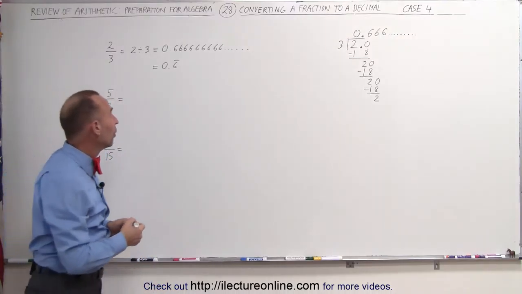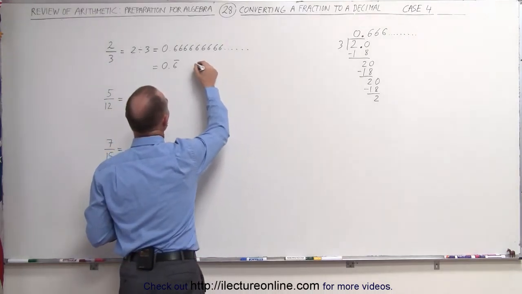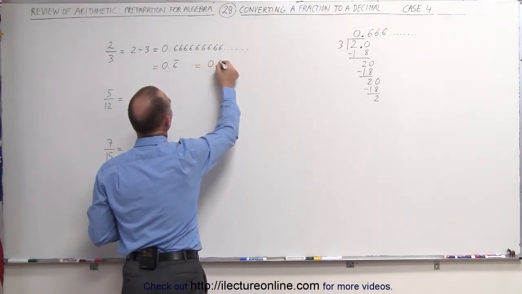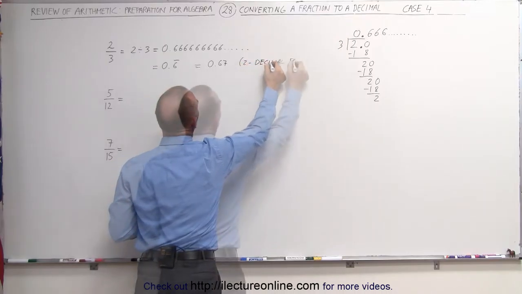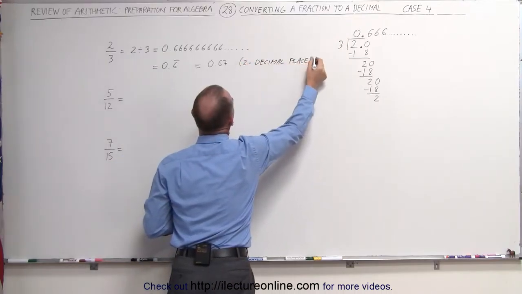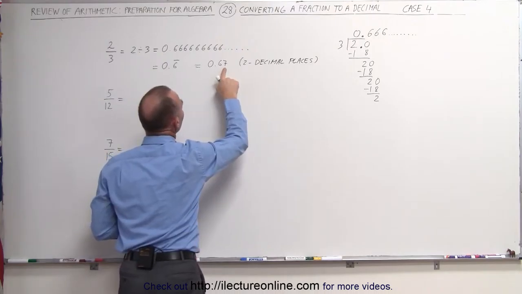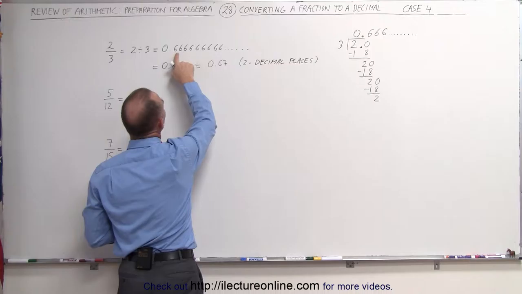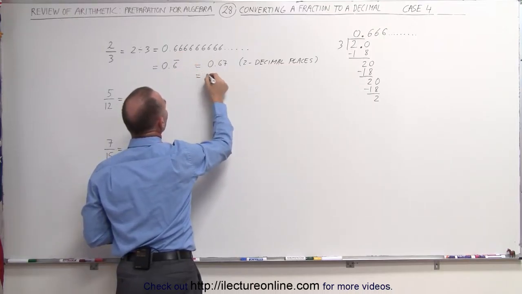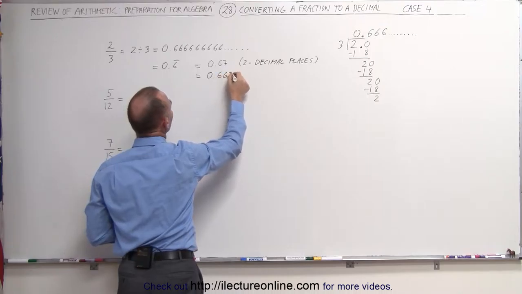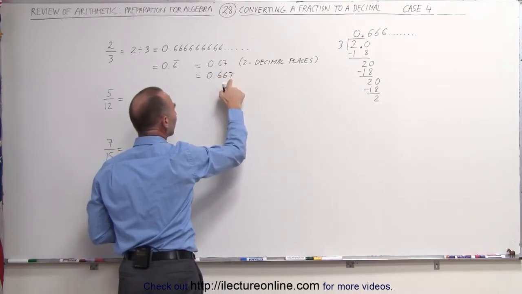2, 3, 4, 5 decimal places. In other words, you can also write this as 0.67 to 2 decimal places. In other words, you take the second decimal place and you round it off to the nearest number. So since it's 0.666, that rounds off to 0.67. Or you can write as 0.667 when you round the third decimal place.